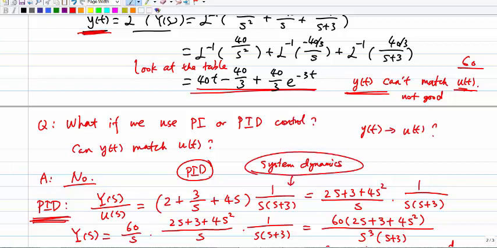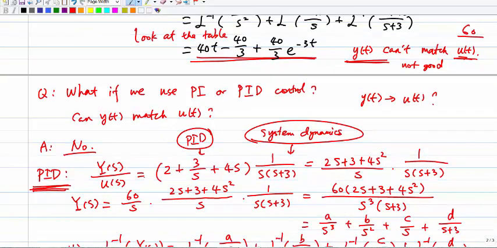Okay, this here is PID. So I do the product because that's cascade, right? So I do the whole product, and I clean out a little bit. So what we have here is this and this, right?